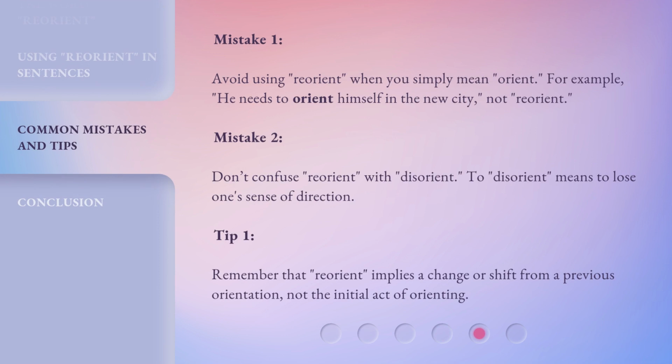Mistake 1. Avoid using reorient when you simply mean orient. For example, he needs to orient himself in the new city, not reorient. Mistake 2. Don't confuse reorient with disorient. To disorient means to lose one's sense of direction. Tip 1. Remember that reorient implies a change or shift from a previous orientation, not the initial act of orienting.